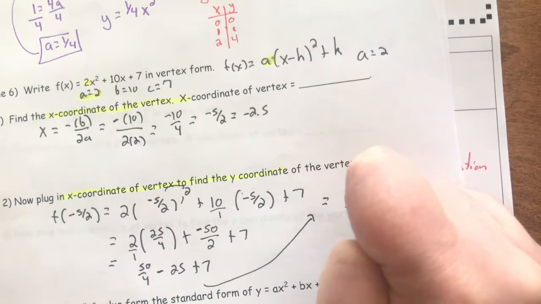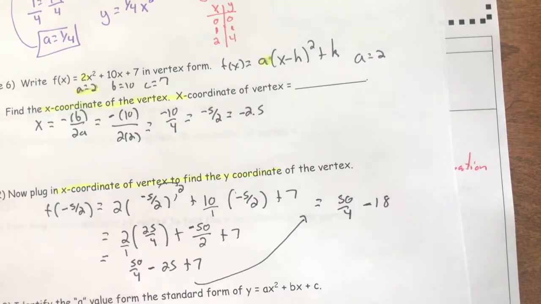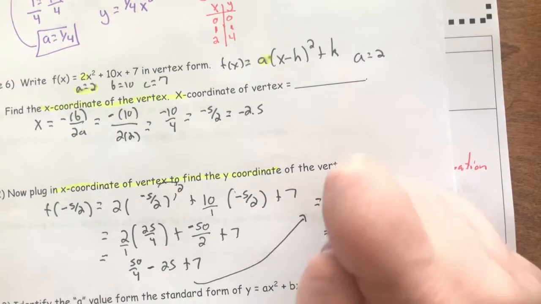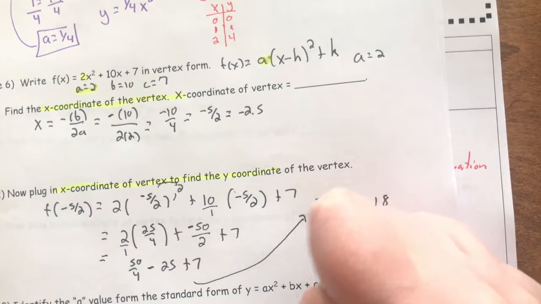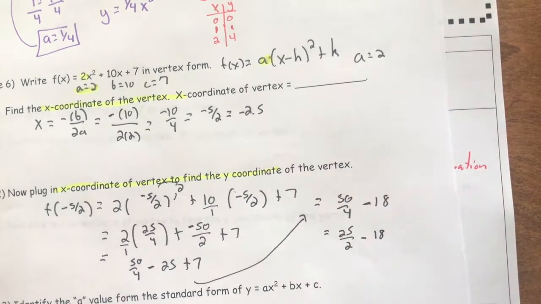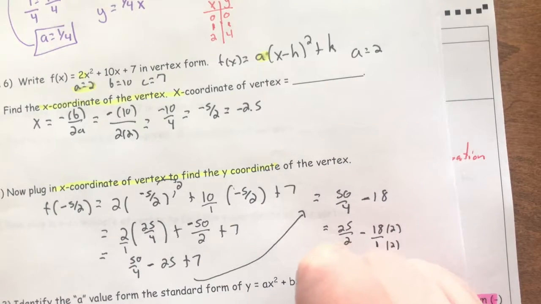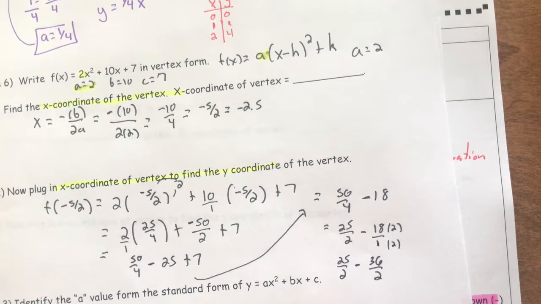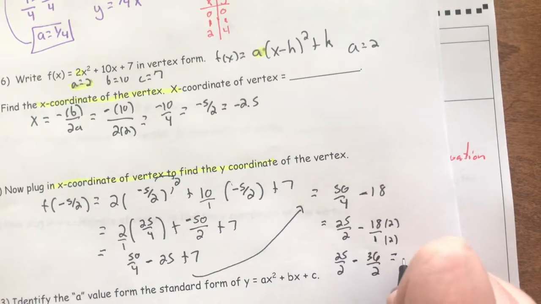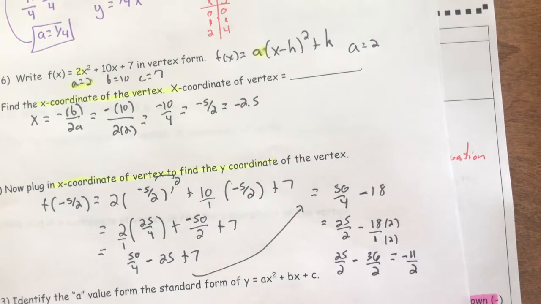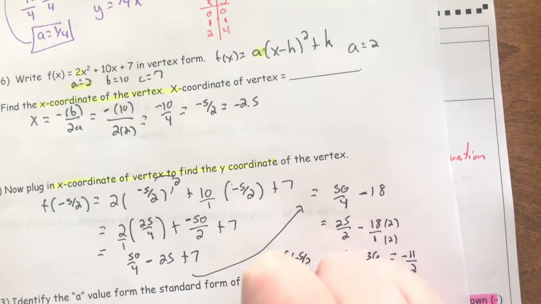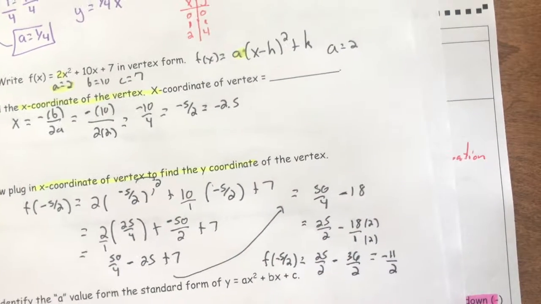50 over 4 minus 18. And I can reduce 50 over 4. That reduces down to 25 over 2 minus 18. We can find a common denominator, putting that over 1. So we'll find the common denominator of 2. That's 25 over 2 minus 36 over 2. And when we subtract 25 minus 36, that should be negative 11 over 2. So f of negative 5 over 2 is equal to negative 11 over 2.